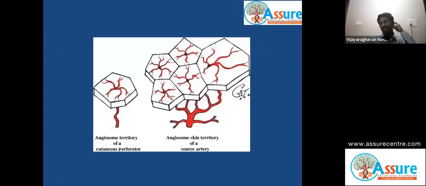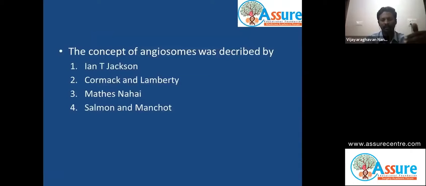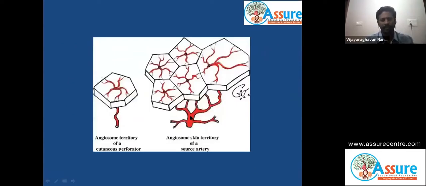So what is this angiosome? For a general surgery aspirant, I mean for other specialty aspirants who are attending this for the general surgery part, I will stop here. For the angiosome concept, it is enough if you know who described it. And what is the angiosome? It is a unit of tissue which is supplied by a single blood vessel. It is a three-dimensional unit of tissue which is supplied by a single blood vessel.